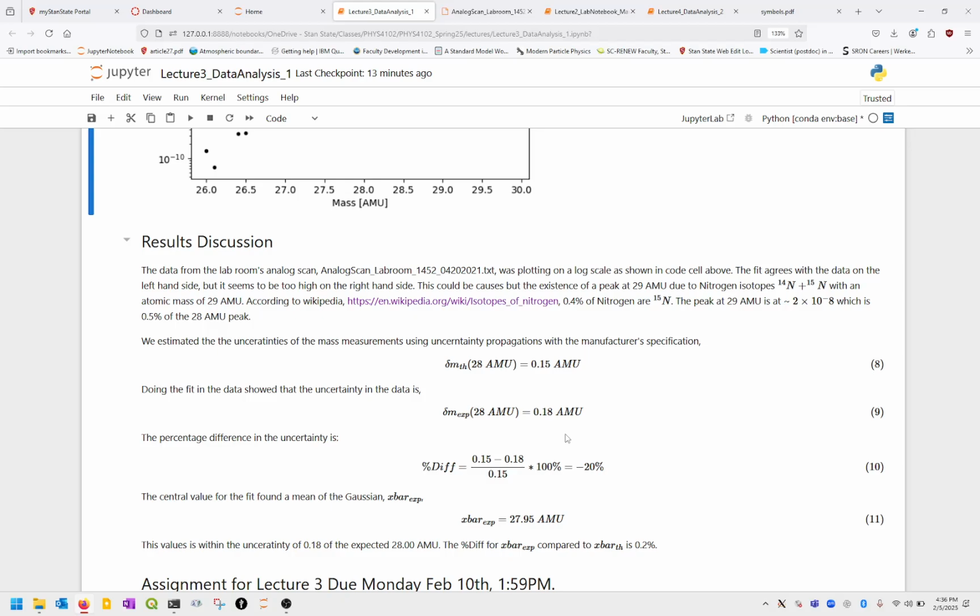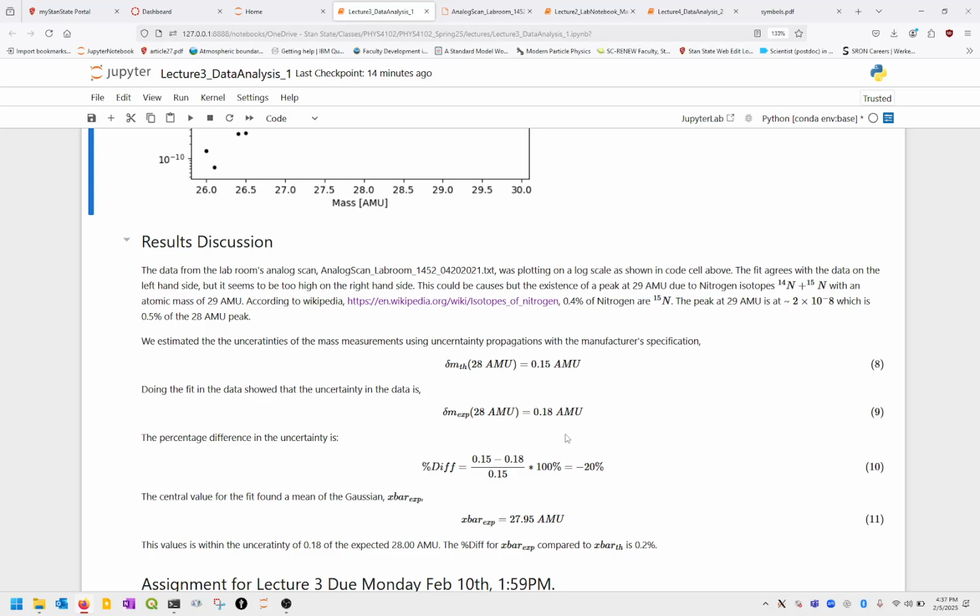Okay, so this is the result discussion. Basically, you're discussing what you see in the data. So the data from the lab room's analog scan, and tell us which data file you're looking at. It's plotted on the cell above. In the notebook, you can refer back up and down, because it's in the same notebook, so I can see it right above it.